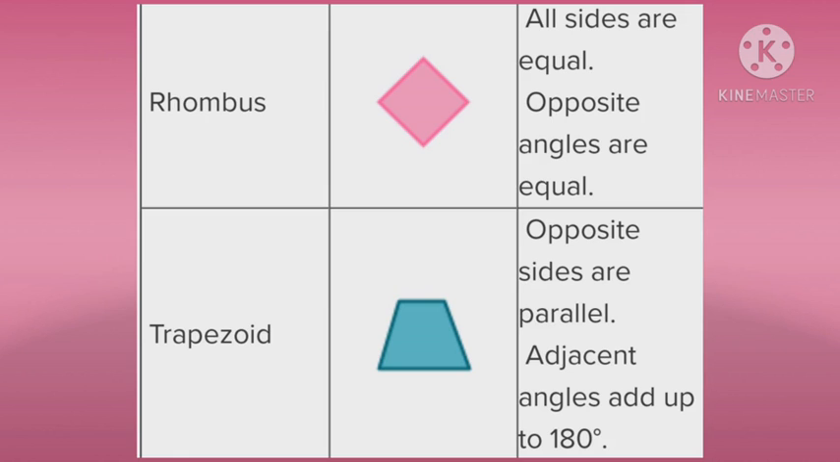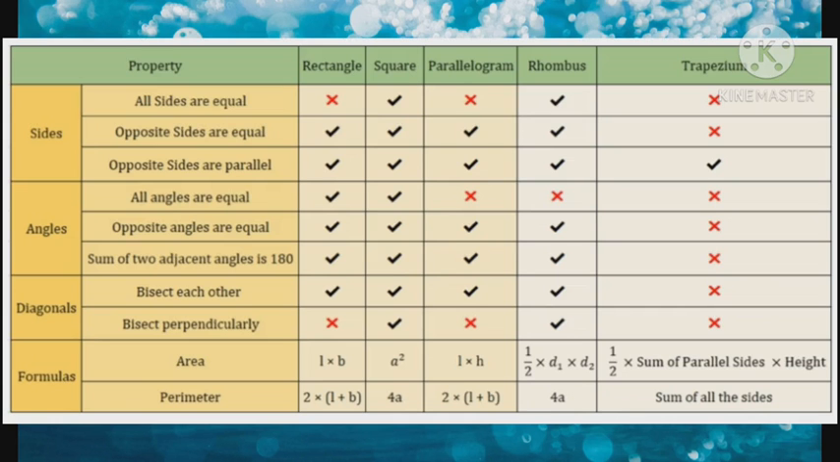Okay. Next is trapezium. The first property is that one pair of opposite sides is parallel, and the sum of adjacent angles is 180 degrees. Trapezium has only two properties: one pair of opposite sides parallel, and the sum of adjacent angles is 180 degrees. Okay, let's summarize all these properties.